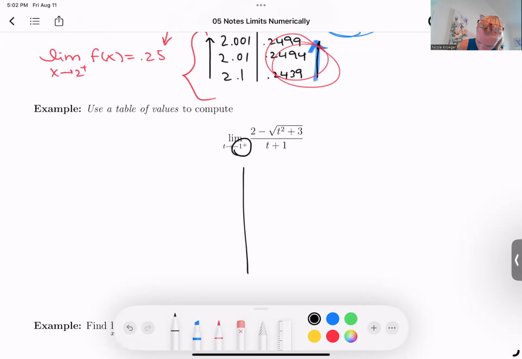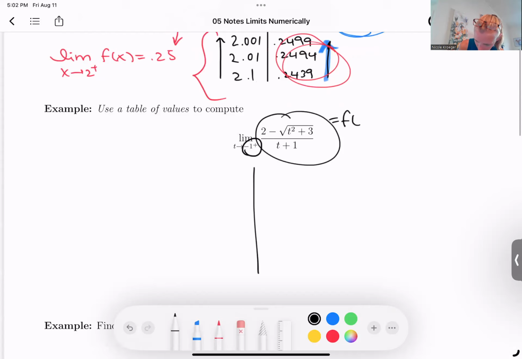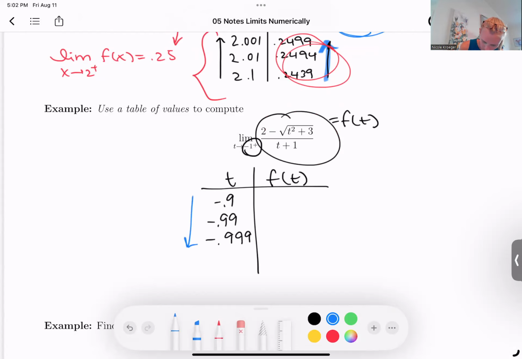So this guy is my function here. Actually, notice that t is my variable, so I'm going to have t and f of t. I want numbers that are a little bit bigger than -1, which means a little closer to 0. So numbers that are closer to 0 than -1 would be like -0.9, -0.99, -0.999. We notice that these numbers get closer to -1. So when we look at our y values, we're going to be asking as we go down the chart here, what do they get closer to?